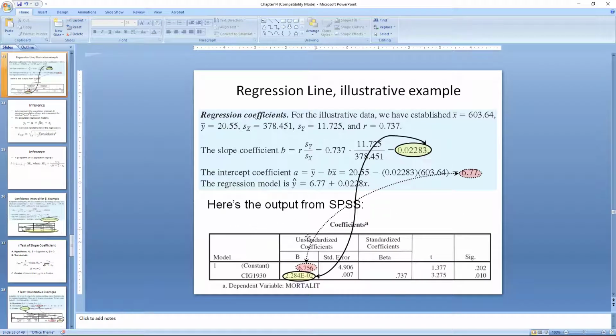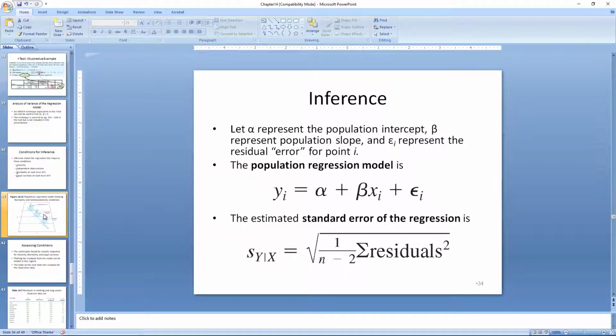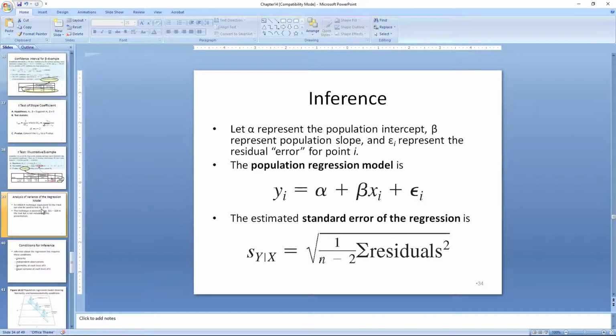Once again, here's the output from SPSS. Here you have your b, your standard error, your beta standardized coefficients, your t-value, and your significance of it. Moving on, this is inference. But like I said, we're not going to go into inference. But please feel free to look at all the slides going ahead.